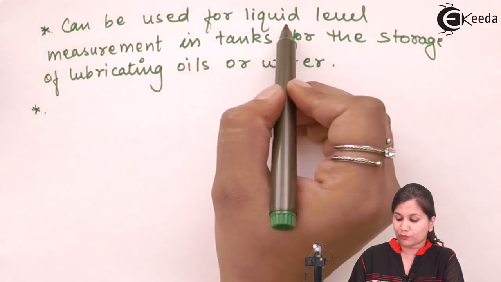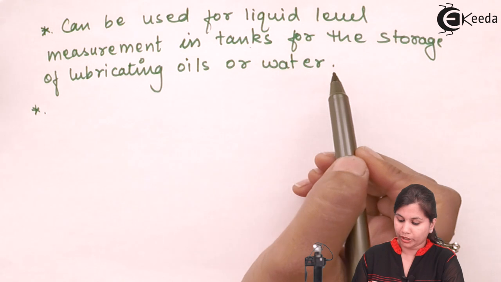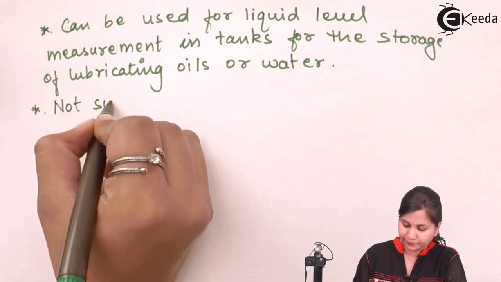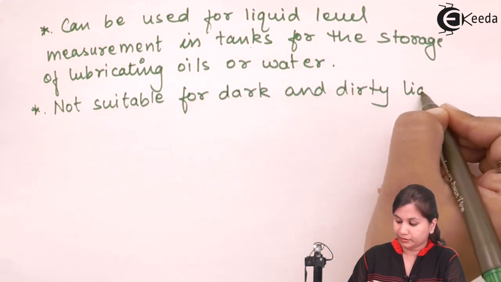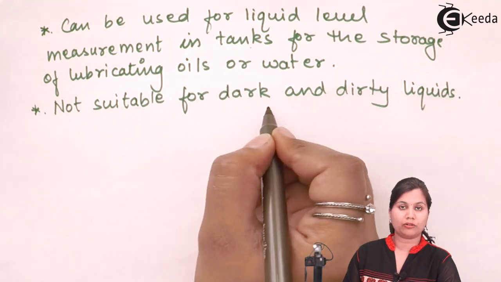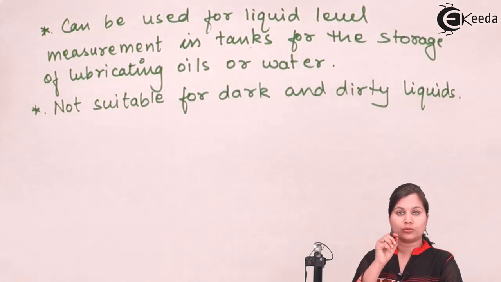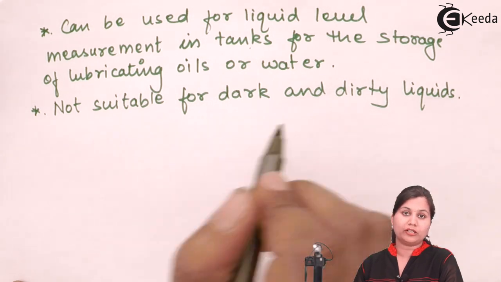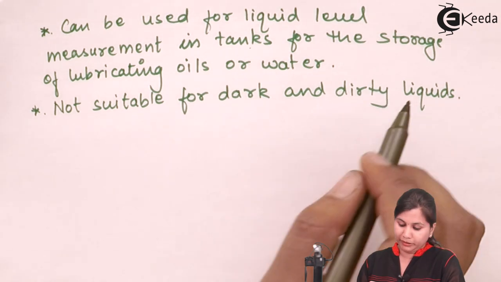Now this method can be used for liquid level measurement in the tanks which are used for the storage of lubricating oils or water. So in those cases this method can be used. Also this method is not suitable for dark and dirty liquids, because for dark liquids it will not be easy for the observer to take the readings, since it is a transparent glass tube. It is going to darken the readings, so it will be difficult for the operator to take them. Also dirty liquids are going to clog the walls of the side glass, and it will not be cleaned properly. So in the case of dark and dirty liquids, it cannot be used.